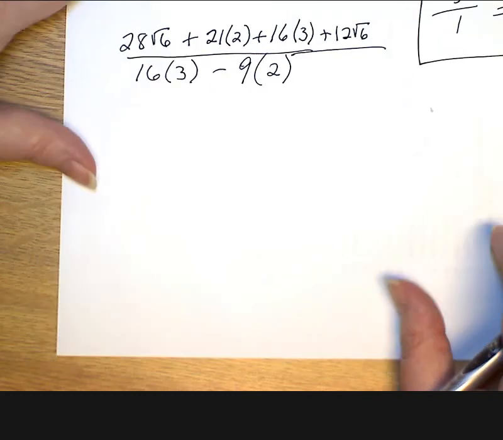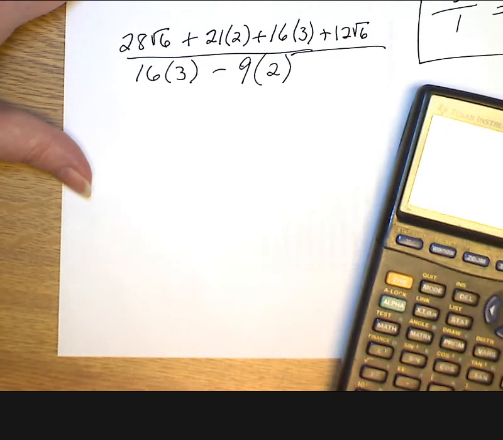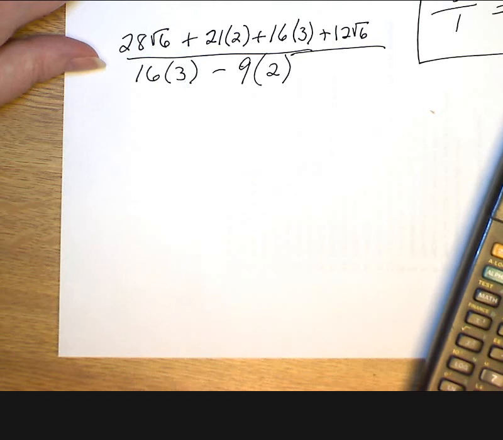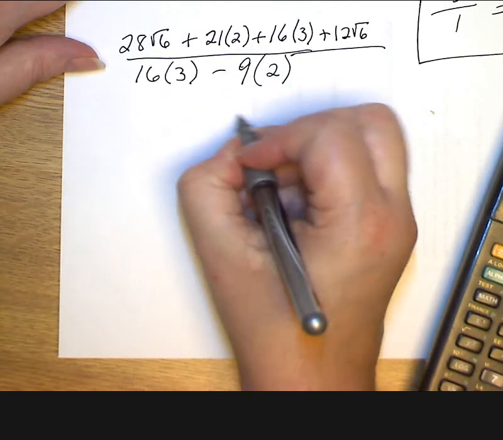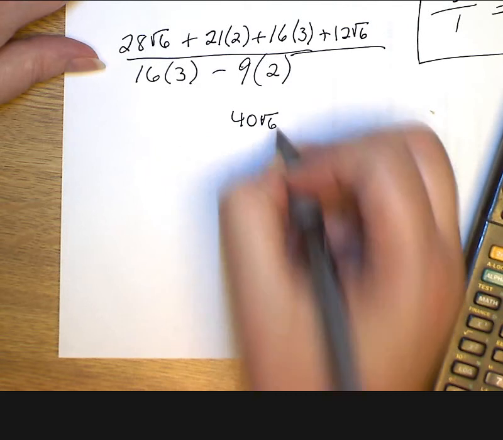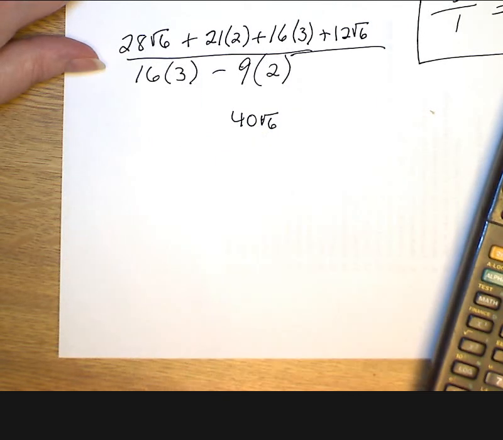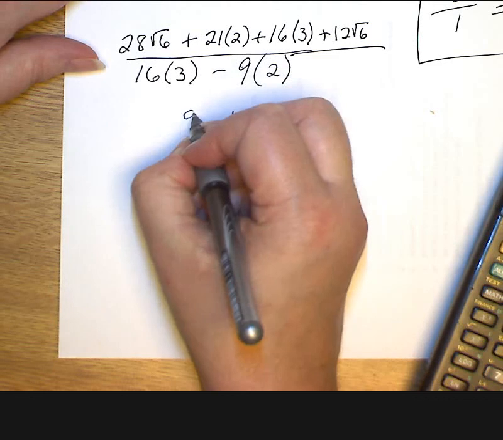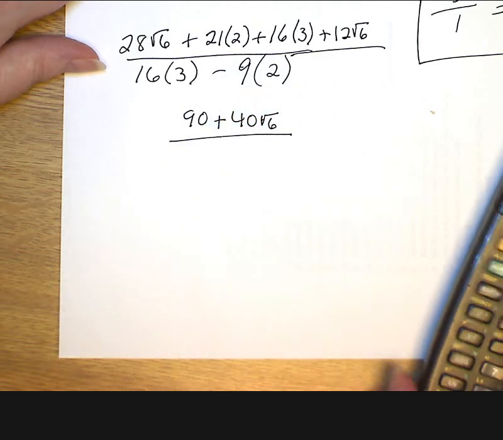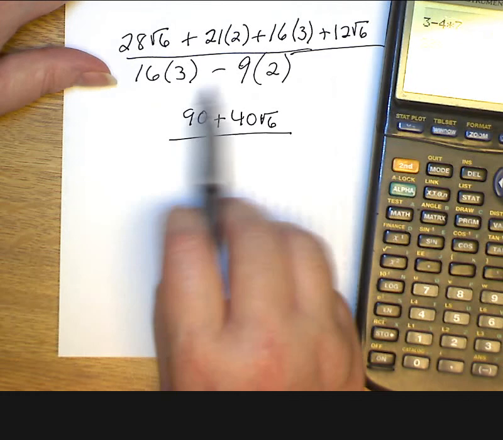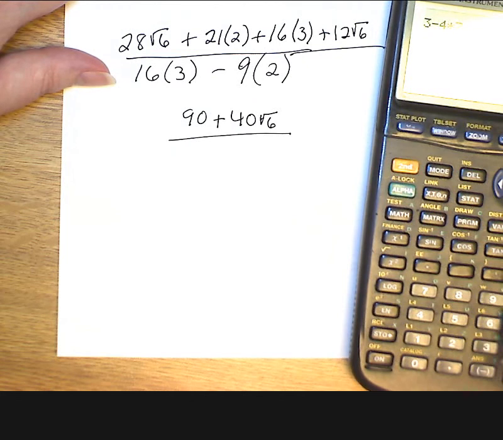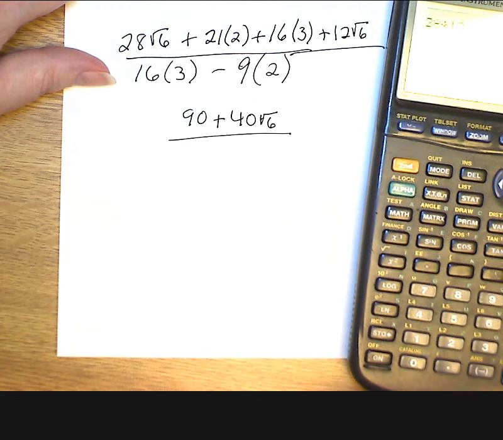Clean up the top, and I'm going to clean up the top with the calculator. So I have 28 and 6 and 12. So I have 40 square roots of 6. And then I have 21 times 2 plus my 16 times 3 is 90. And on the bottom, throwing that also in the calculator, 16 times 3 minus 18 gives me 30.